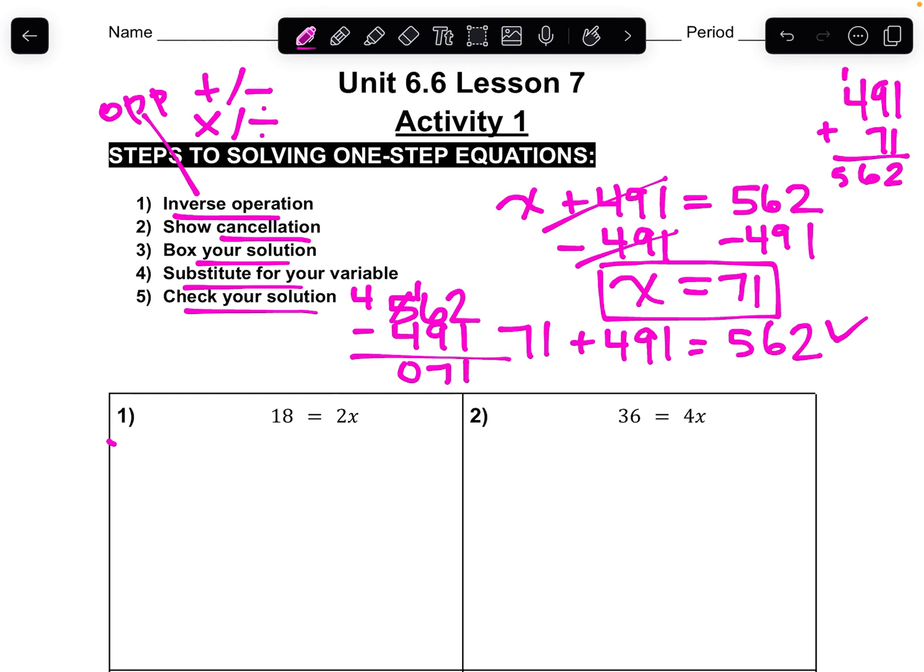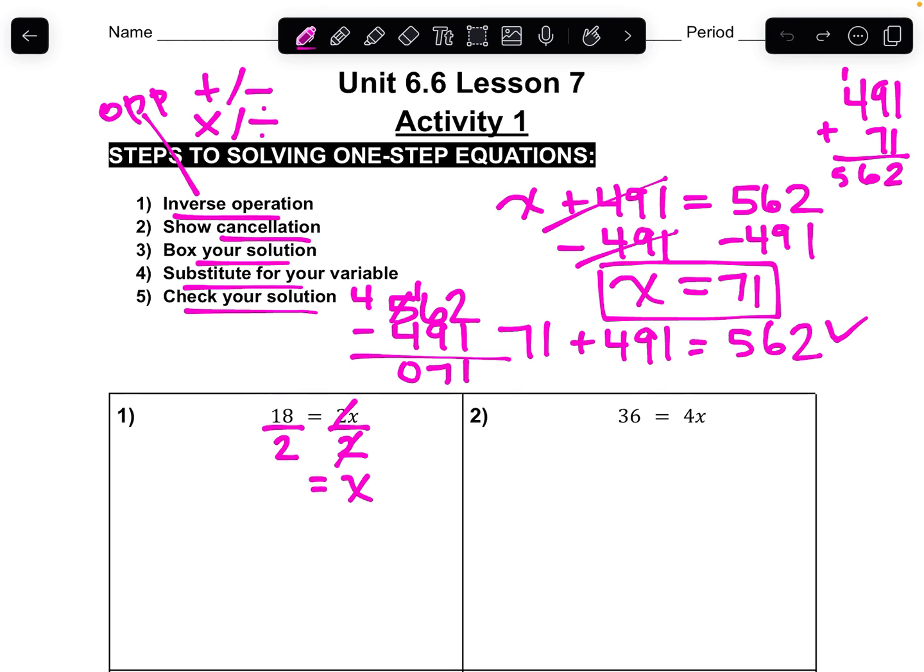Now, let's start with number 1. You're going to see that this x has a 2 with it, and they are together with multiplication. In order to get rid of it, we have to use its inverse, which is division. So we will divide with a fraction bar both sides by 2. Then we will show they cancel out. X is on the right. It doesn't matter which side x is on, but you should leave it where it began.